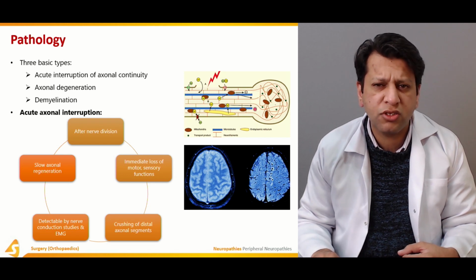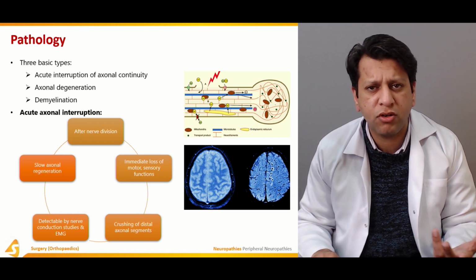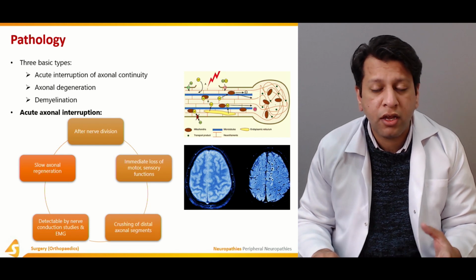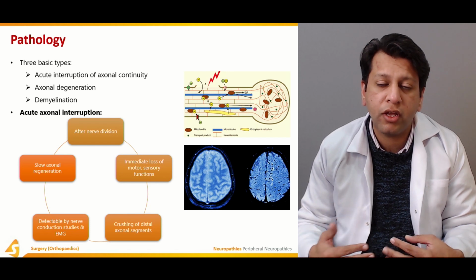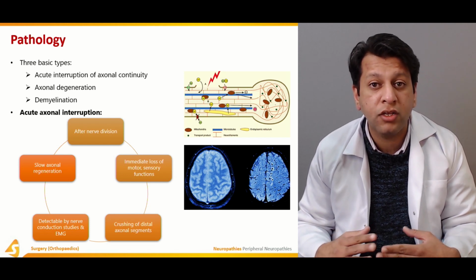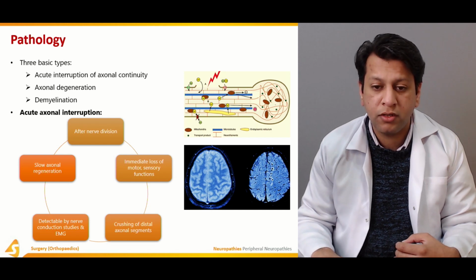Usually axonal regeneration is very slow. At times it's almost 1 mm per day, and unless these ends are opposed properly, the regeneration of the axons does not occur unless they are properly sutured together.